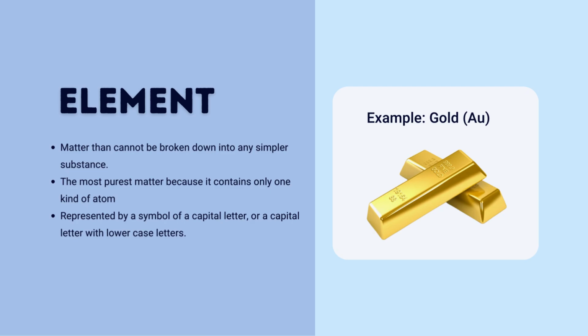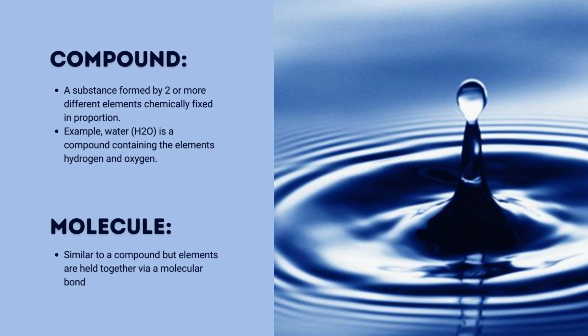In comparison, a compound is a type of substance that is formed when two or more different elements are chemically bonded together in a fixed proportion. A good example of a compound is water, which is made up of two hydrogen atoms and one oxygen atom, chemically fixed together to form the molecule H2O.